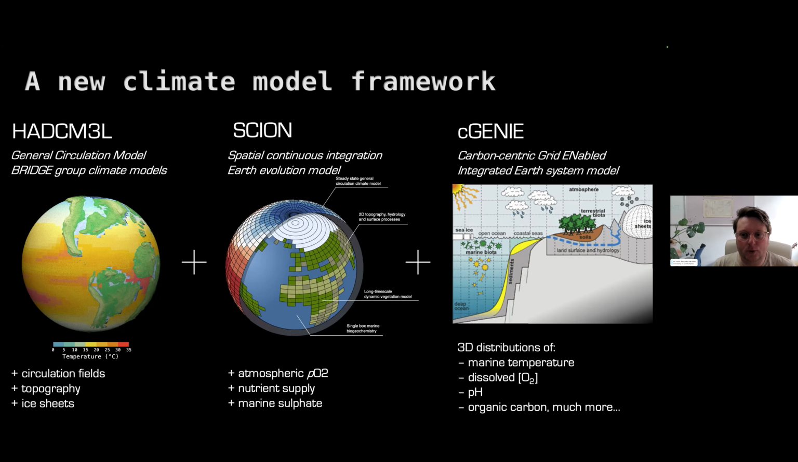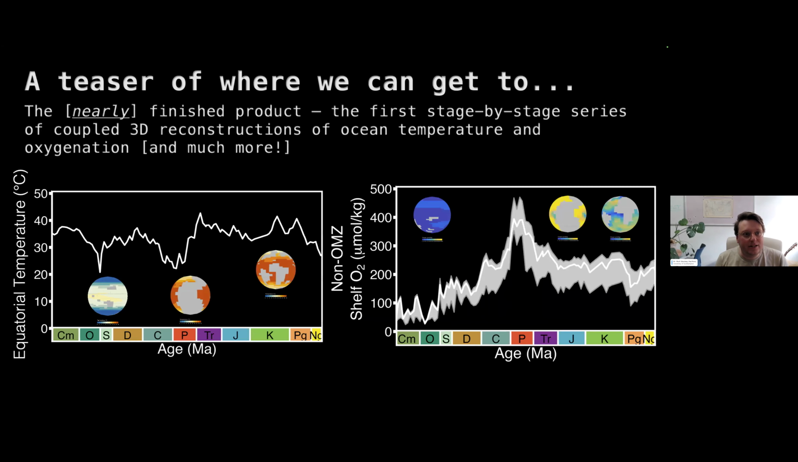Today, I'm going to spend a little bit talking about how we do this, and then a bit more talking about how we might actually manipulate the outputs of this sort of thing and how we might make them most useful to paleontologists, but paleoscientists more broadly as well. So as a teaser of where we can get to, this is, as I point out in my title here, a nearly finished product. So we're able to start simulating a full reconstructive stage-by-stage series of coupled 3D ocean temperature and dissolved oxygen fields.